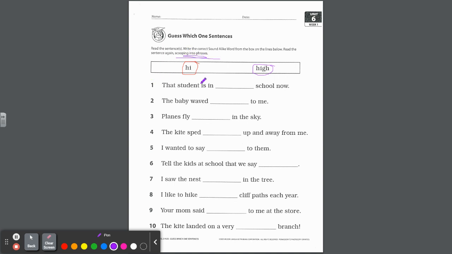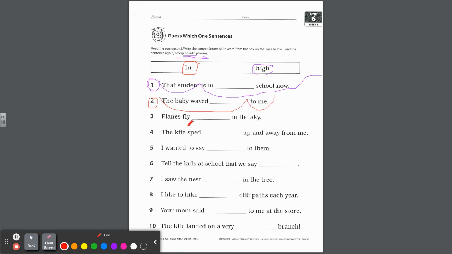Number 1, that student is in high school now. Oh, high school. How do we spell that? Oh, good job. H-I-G-H. Very good. That student is in high school now. Number 2, the baby waved hi to me. Yeah, that's like hello. Very good. The baby waved hi to me.